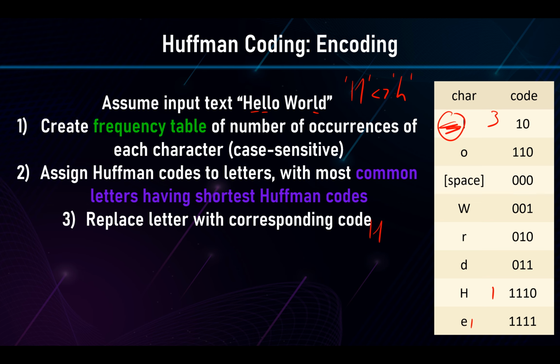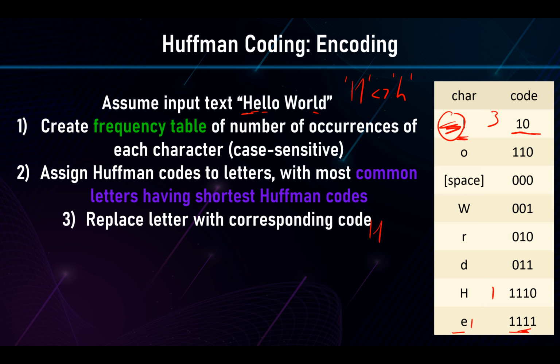And we say the common letters again have the shortest Huffman codes. That's why we see 'L' here is number 1. Therefore it just has the Huffman code with 2 bits. Whereas if we look at 'E' and also 'H', they only have 1 occurrence. Therefore they're using 4 bits. Then we want to replace each letter with the corresponding code.